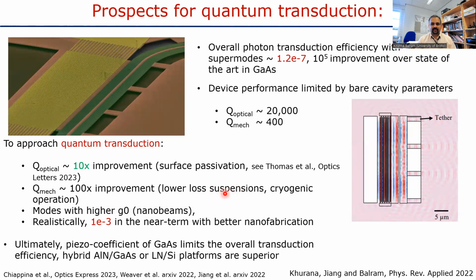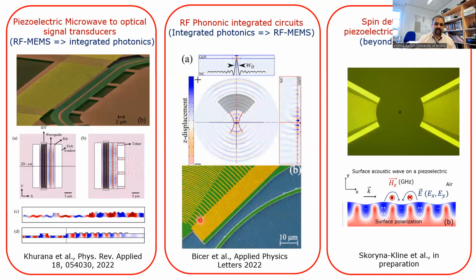There, the piezoelectric coefficient of gallium arsenide ultimately presents a problem. And I believe in the long run, moving towards hybrid platforms with a stronger piezoelectric material, like aluminum nitride on gallium arsenide or lithium niobate on gallium arsenide, is the way to go to achieve near unity efficiency. So with that, I'd like to switch and talk about a second problem.